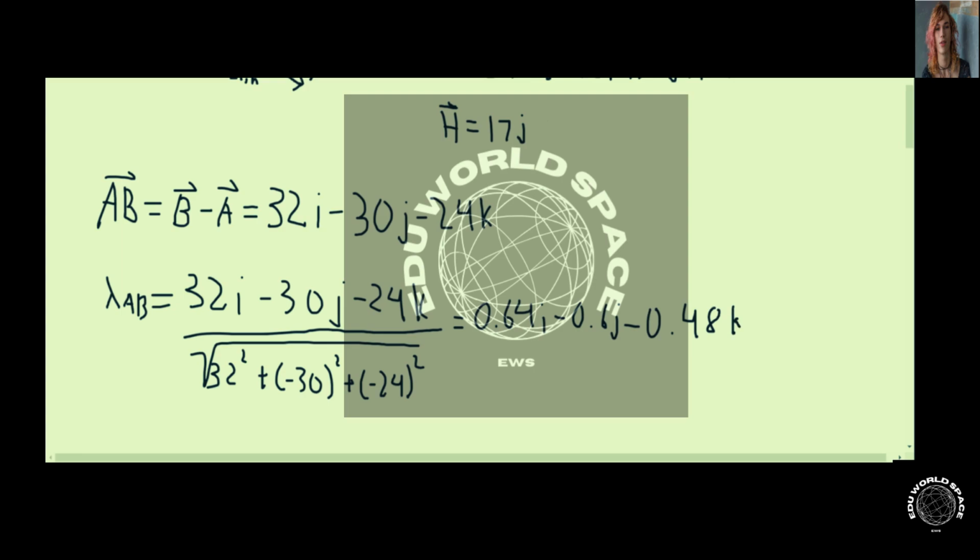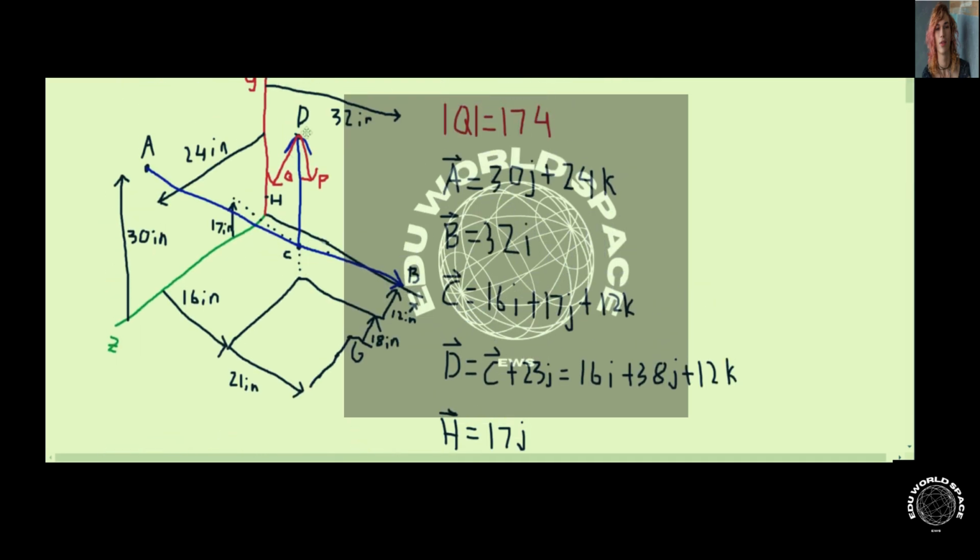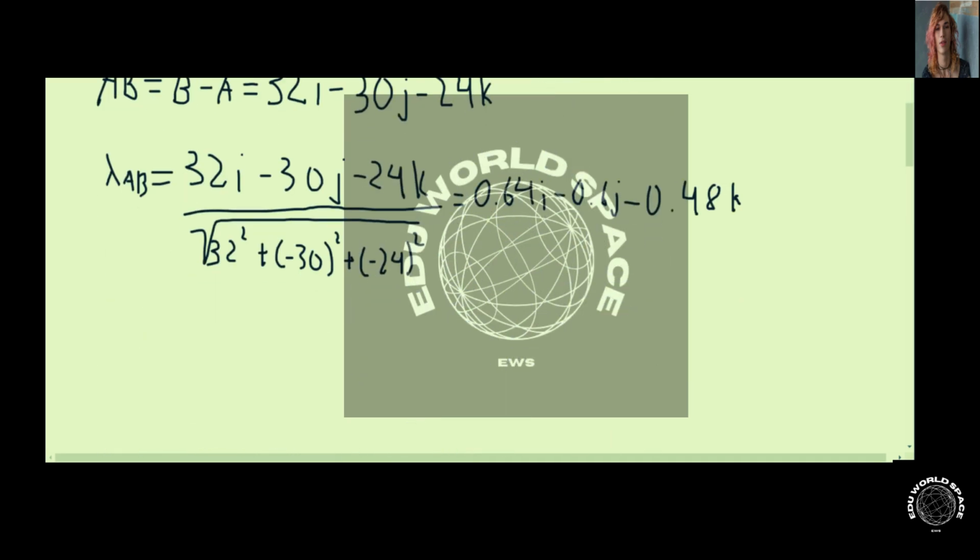And next we're going to find the DH vector. So the DH vector is equal to H vector minus E vector, and that's going to be equal to negative 16i minus 21j minus 12k.